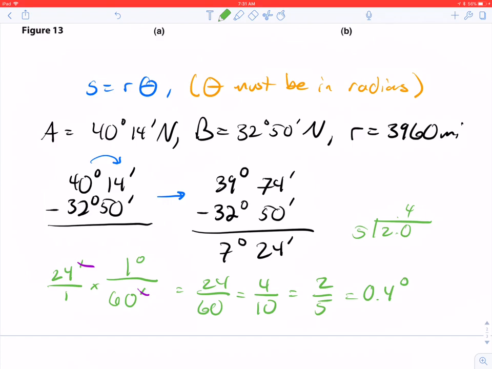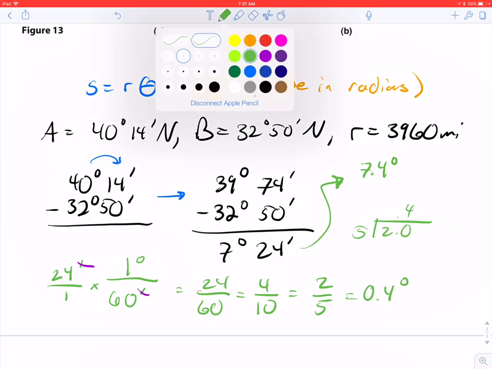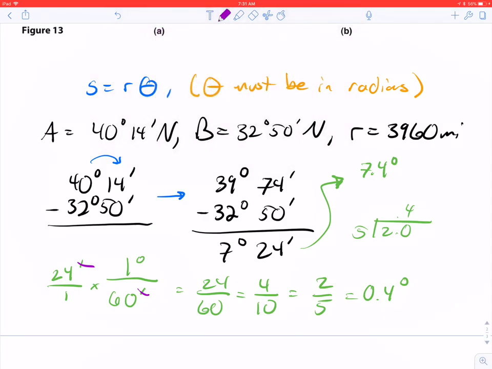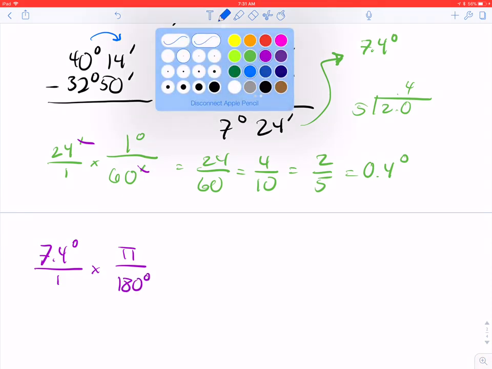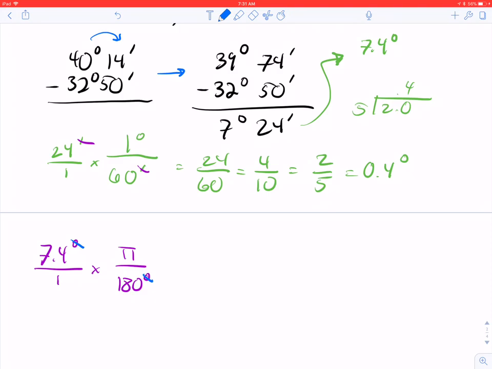Okay. So then that means that this 7 degrees, 24 minutes is really 7.4 degrees. So now we went from degrees, minutes, and seconds to decimal degrees. Now we need to go from decimal degrees to radians. Okay, let's do purple for radians. So now we want to convert 7.4 degrees over 1 times pi over 180. Notice the units of degrees are going to cancel. We're going to be left with the radians.